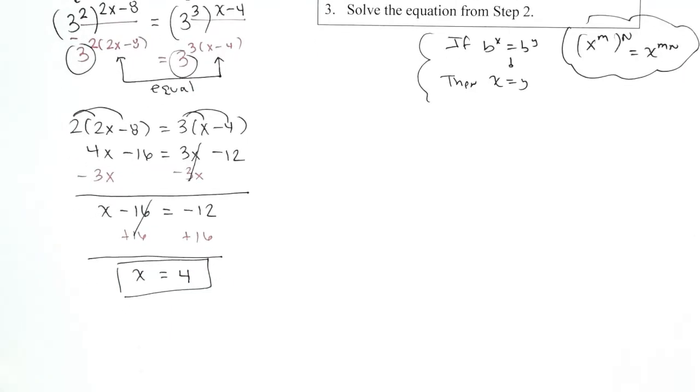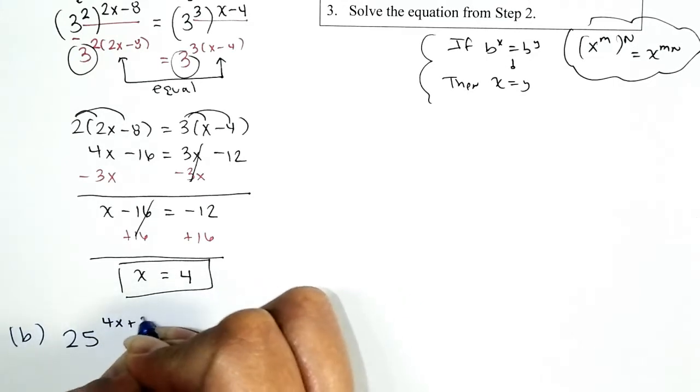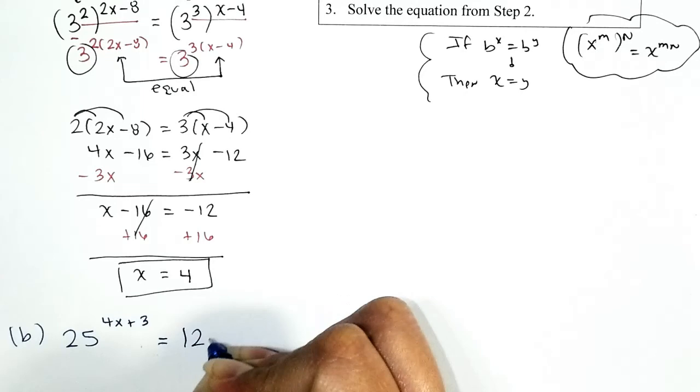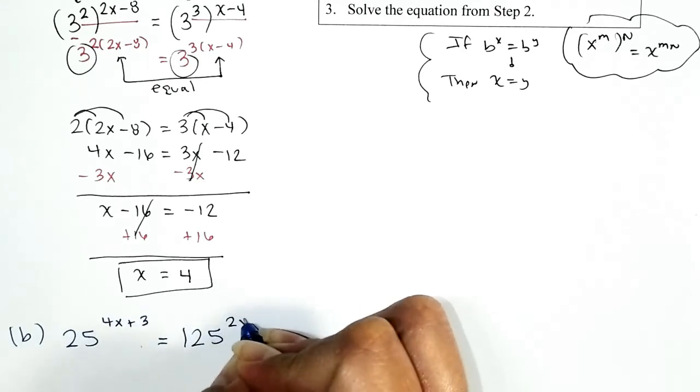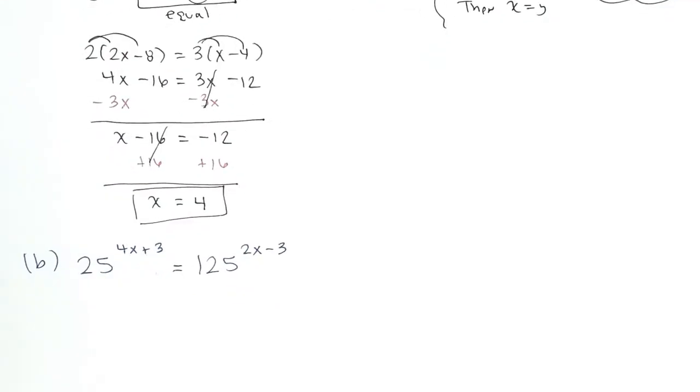Okay, problem B. We have 25 raised to the 4x plus 3 power is equal to 125 raised to the 2x minus 3 power. Fantastic. Okay, so again, first thing we want to ask ourselves is this: what kind of equation is this? And pretend I did that entire checklist. So I'm like, okay, the variable terms are located in the exponent area, so we have an exponential equation. How do we solve exponential equations? We are hoping that we can fix it so both the left side and the right side are written in terms of the same base.